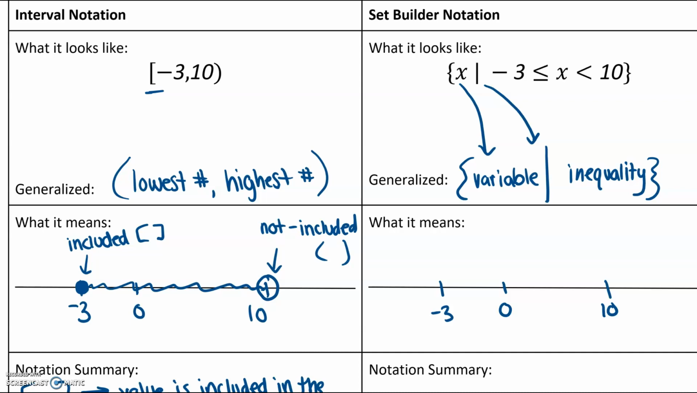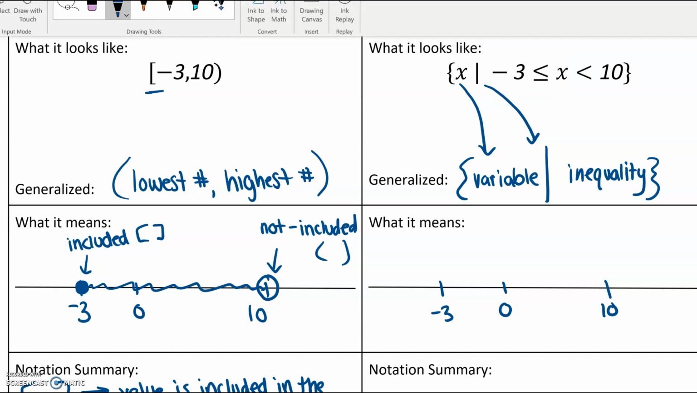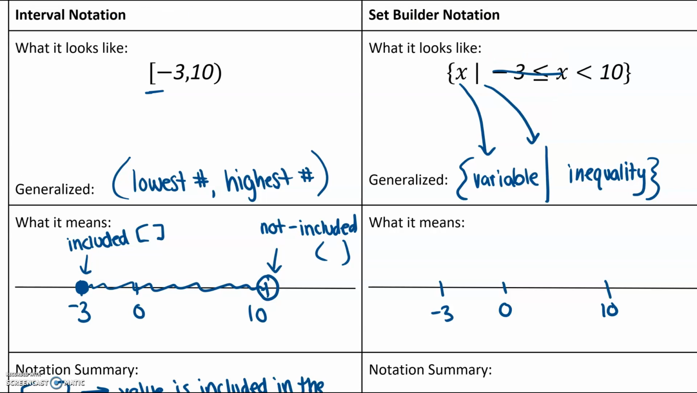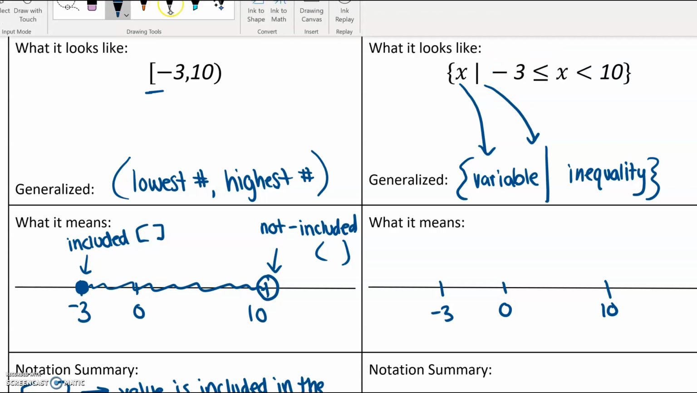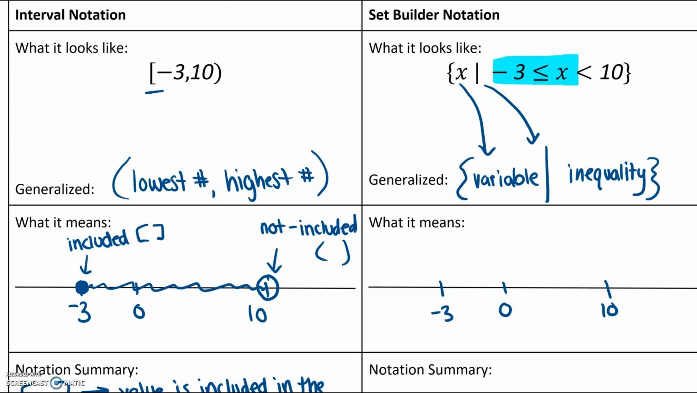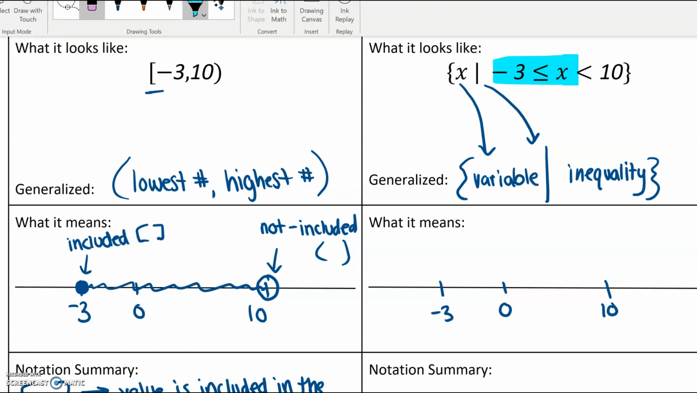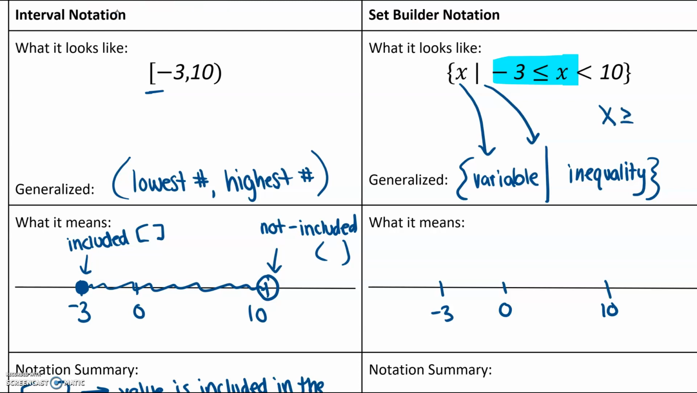So this is a compound inequality, which means there's actually two inequalities in one. Better yet, let me get some highlighters to show that. So here is one inequality, and that inequality says -3 is less than or equal to x. Or if you flip that around, it looks like this, right? So that means x is greater than or equal to -3.